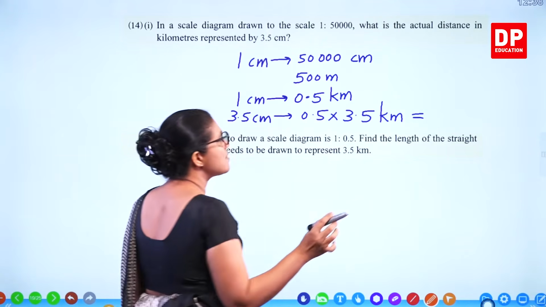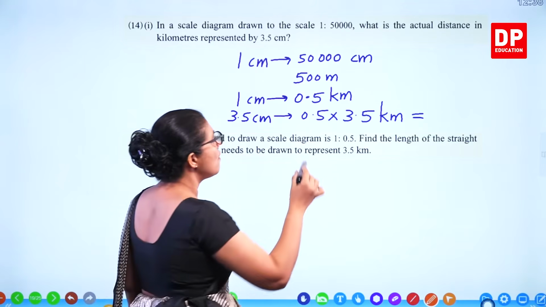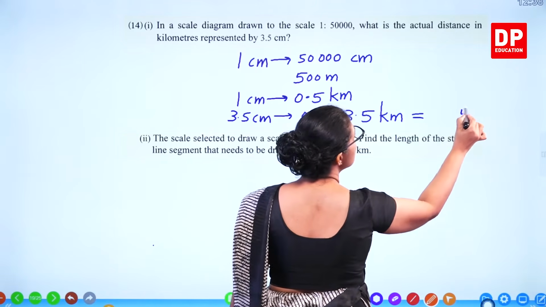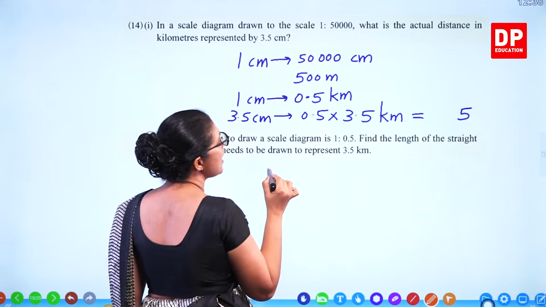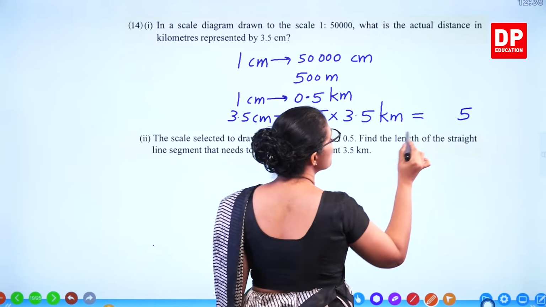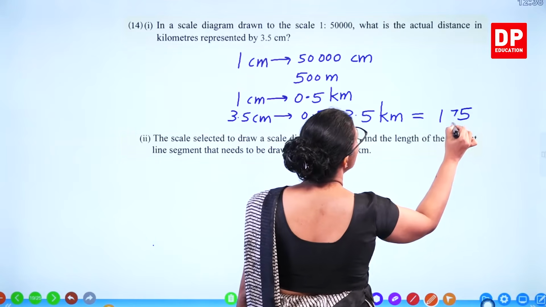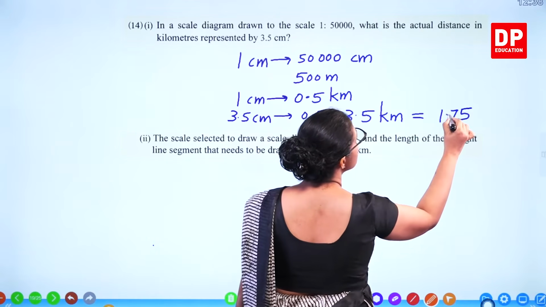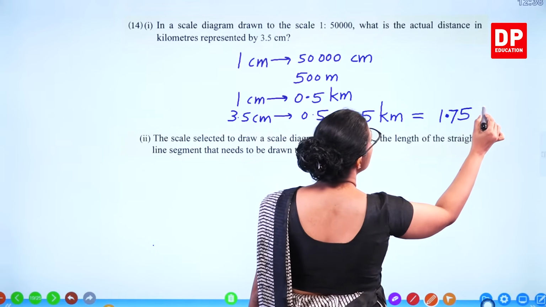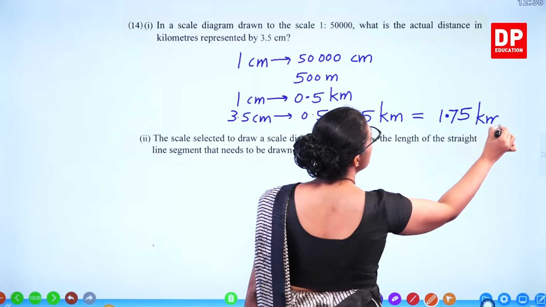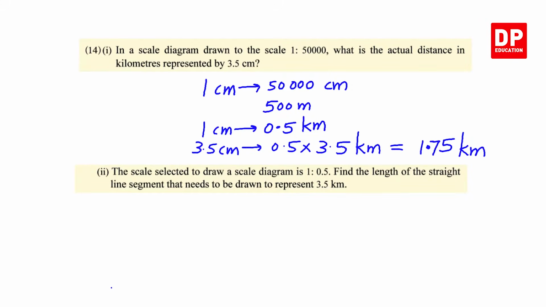Ignore the decimals, just multiply by 5. 5 times 5, 25. 2 remaining. 5 times 3, 15. Plus 2, 17. Now put 2 decimal places. 1.75 kilometers. Second one, the scale selected to draw a scale diagram 1 to 0.5.